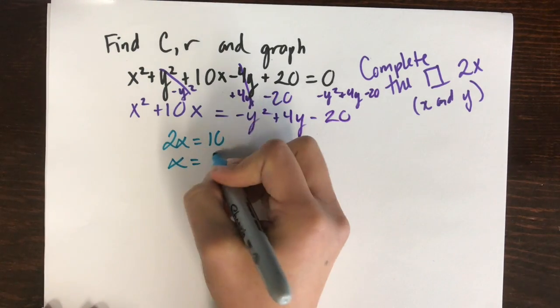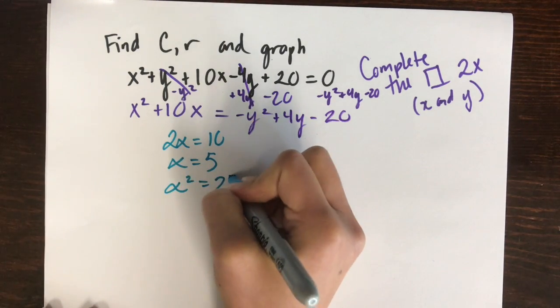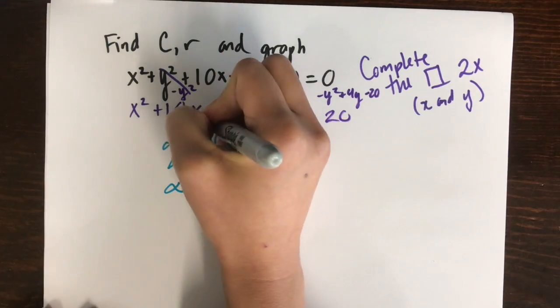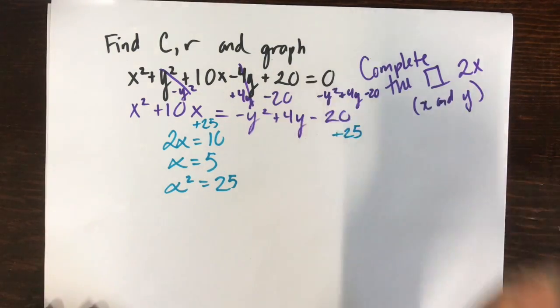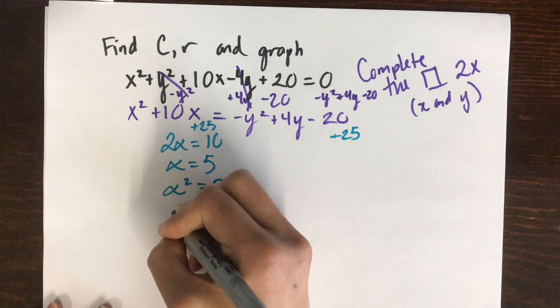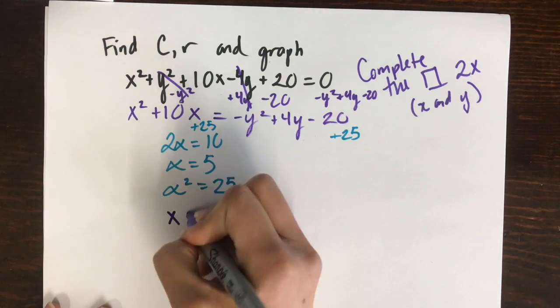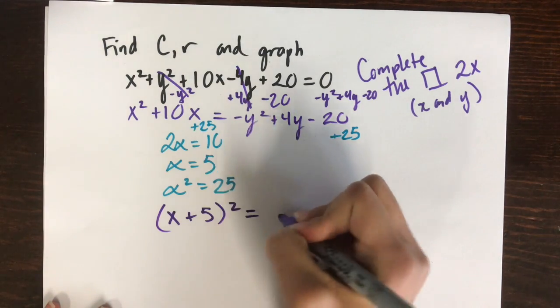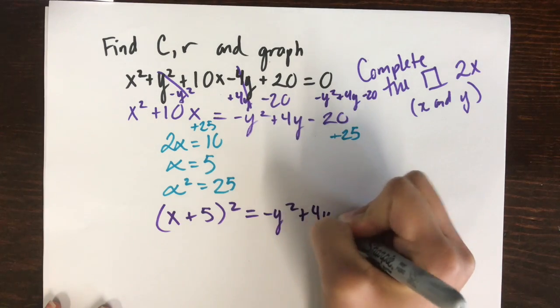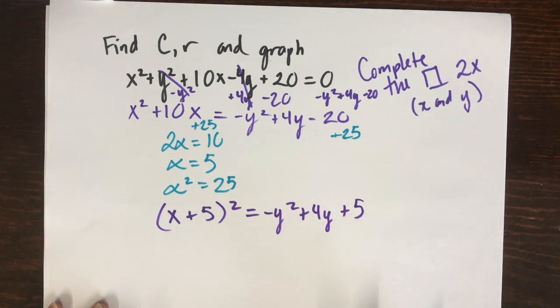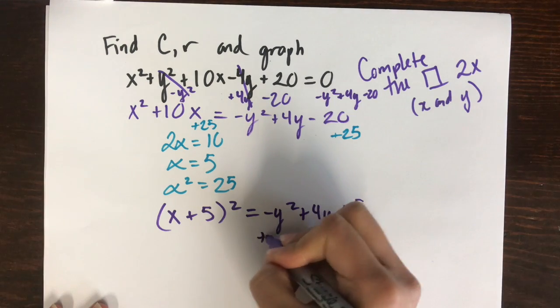So 2 alpha is going to be equal to 10, which means alpha is equal to 5, which means alpha squared is equal to 25. So I'm going to add 25 to both sides of my equation to complete the square with x. Okay, so now x is going to factor into (x plus 5) squared, and this is equal to negative y squared plus 4y, and that becomes plus 5 when I add negative 20 and positive 25.